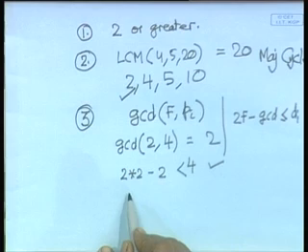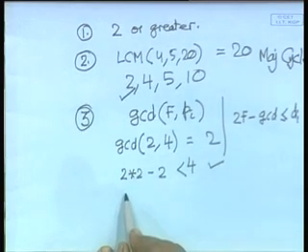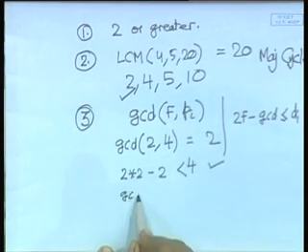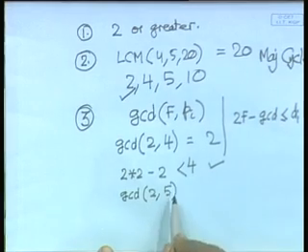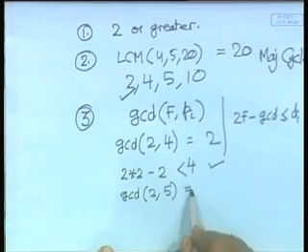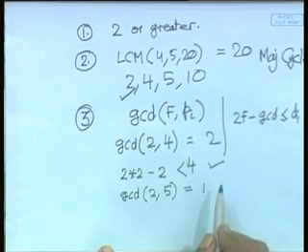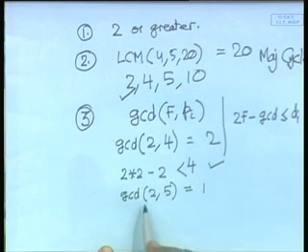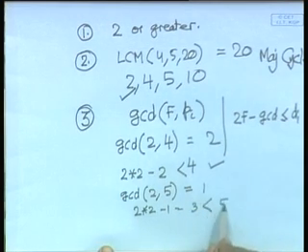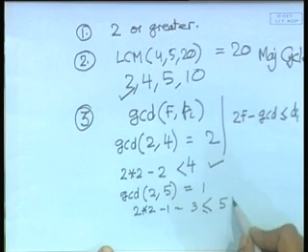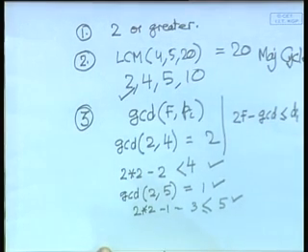Now, what about the second task? The second task, GCD of 2 comma 5 is equal to 1, right. So, 2 into f minus GCD will be 2 into 2 minus 1 is equal to 3, and 3 is less than 5, right. So, even for the second task 2 is satisfied.